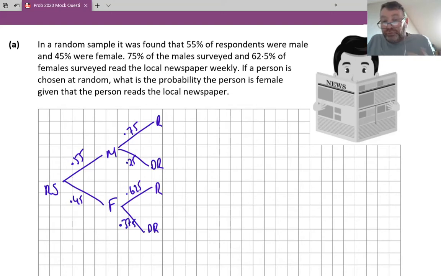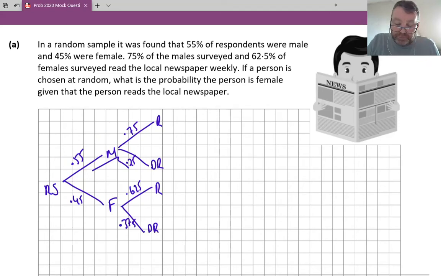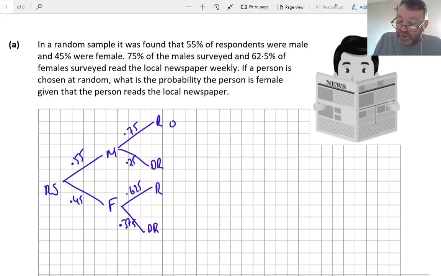Okay, so once you've got your tree diagram, what I would immediately do is multiply all the arms. So run up this arm here that way, then run this way here like that, then this way, and so on, in order to see exactly what the overall products are for each arm. So 0.55 by 0.75 is 0.4125.